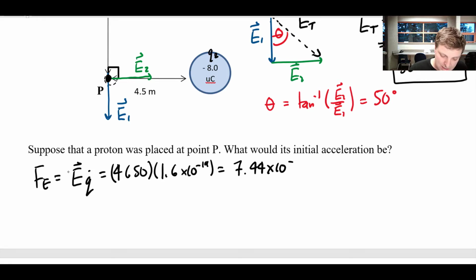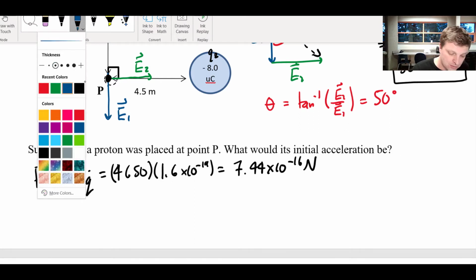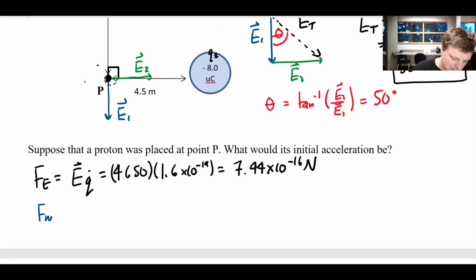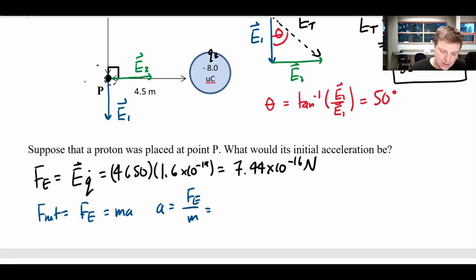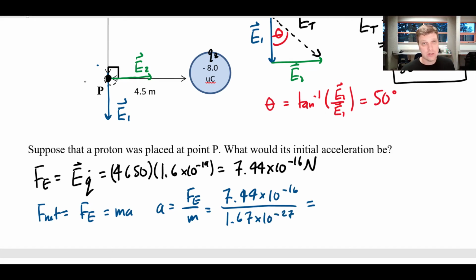means I'm going to experience right around 7.44 times 10 to the negative 16 newtons of force, which is great, except that I want to know the acceleration. And of course, if we assume that gravity is negligible, which on a proton it probably is, the net force would just equal the electric force, which equals ma. And so the acceleration would just equal the electric force divided by the mass. Now the force is 7.44 times 10 to the negative 16 newtons. The mass of a proton is actually given to you on your data sheet. It's 1.67 times 10 to the negative 27 kilograms, so it's itty bitty, which means my acceleration comes out at right around 4.5 times 10 to the 11 meters per second squared.